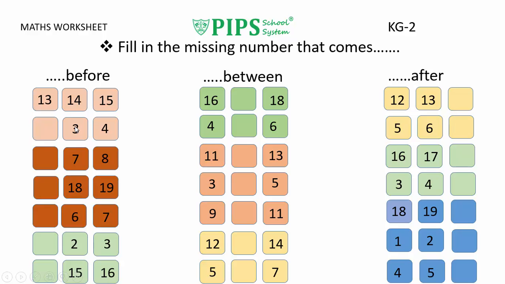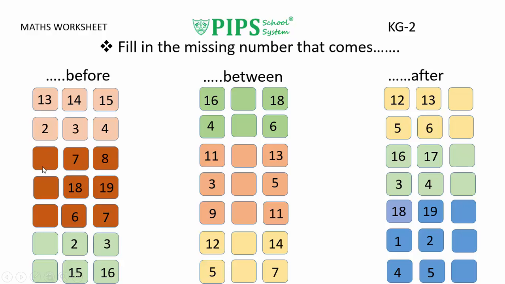Let us find the number which comes before 3. Start counting from 1. 1, 2, 3. 2 comes before 3. So we will write the number 2 in the empty box like this. Now students, read with me. 2, 3, 4.